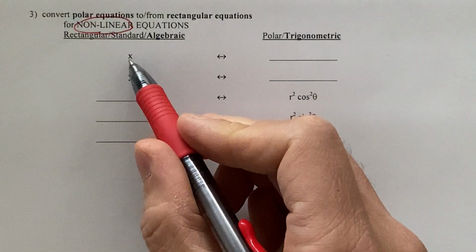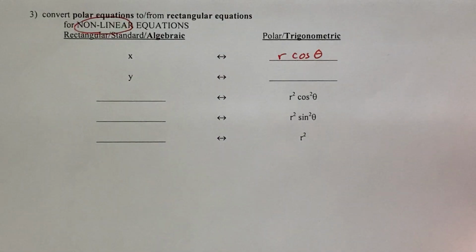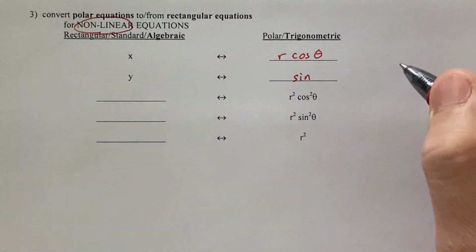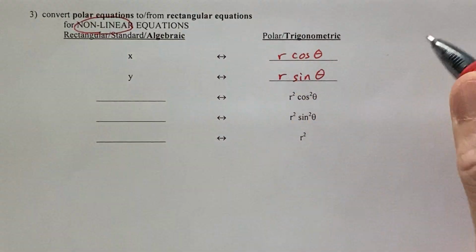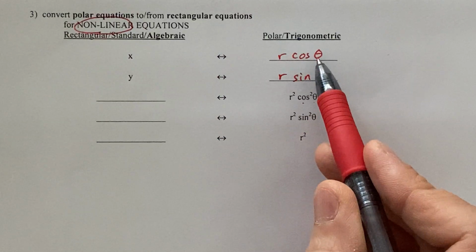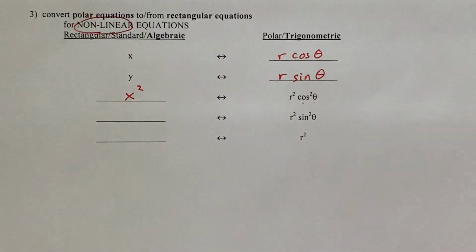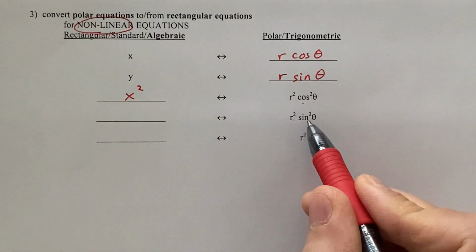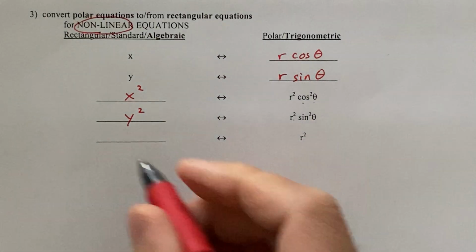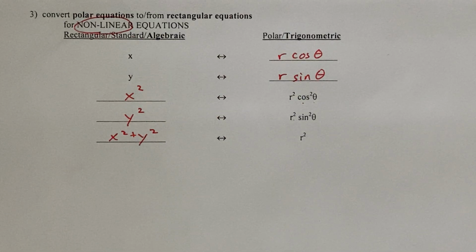So x in algebra is the same thing as cosine in trig, so it's r cosine theta. Y is the same thing as sine in trig, so it's going to be r sine theta. r squared cosine squared theta looks exactly the same except squared, so if I ever see this, that's the same exact thing as x squared back in algebra 1. So r squared sine squared theta is nothing more than y squared. Then finally, r squared is nothing more than x squared plus y squared. That just comes from the magnitude, the Pythagorean theorem.